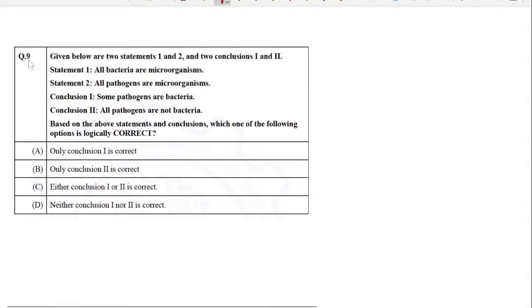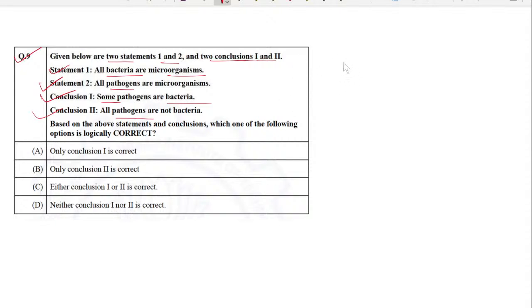Question number 9 says: given below are 2 statements, 1 and 2, and 2 conclusions, 1 and 2. Statement 1 says that all bacteria are microorganisms. Statement 2, all pathogens are microorganisms. Conclusion 1, some pathogens are bacteria. Conclusion 2 is all pathogens are not bacteria. There are 4 cases that may occur.